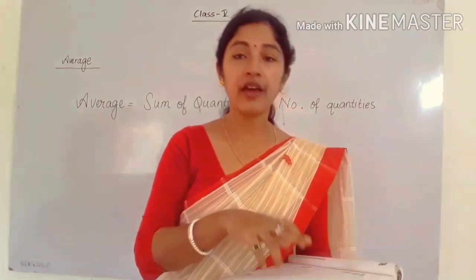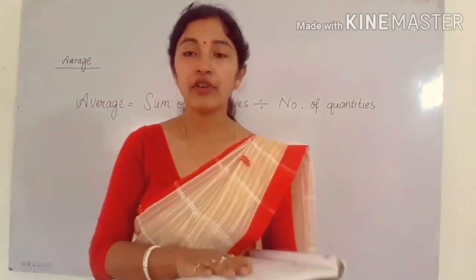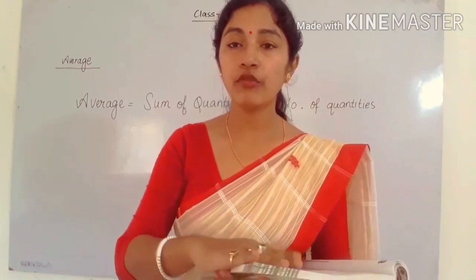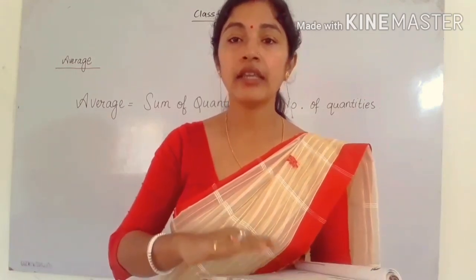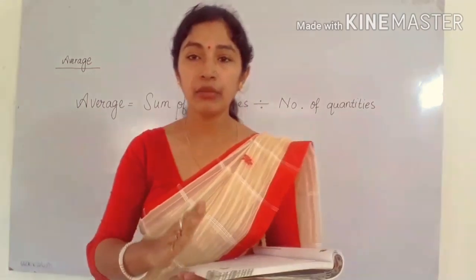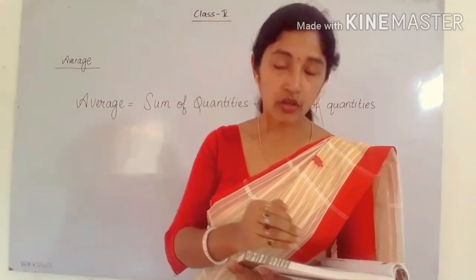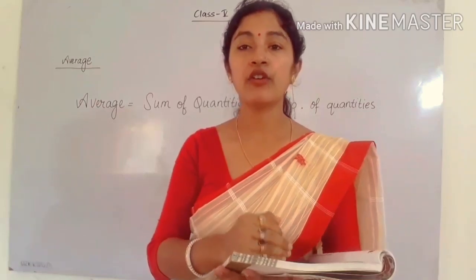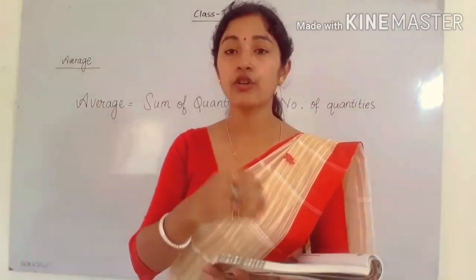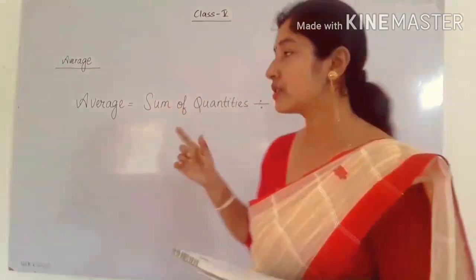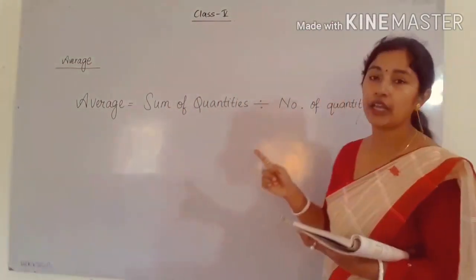You have to find the average runs scored by them daily. Okay, so what you have to do? You have to add all the runs, and then you have to divide it by 3, because there are only 3 numbers, 3 quantities given. Like that you can find the average number of runs scored by them daily. So this is the formula for finding average.